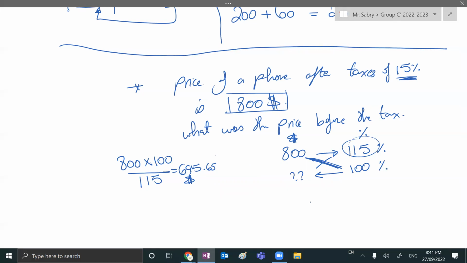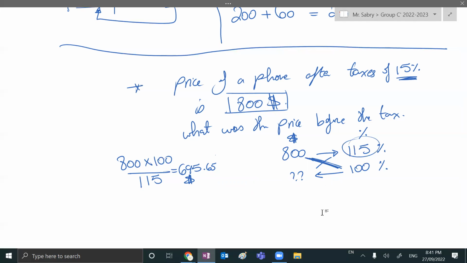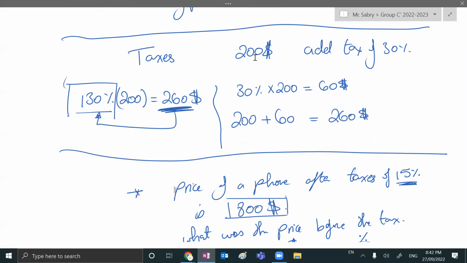Is this 100% the whole 800, or is the 800 after the taxes were added? Right? I want to know the price before the taxes. Before the taxes, it was 100%, because when I add taxes to 100 it becomes 115. So when I remove the taxes, I go back to 100. Exactly like the question here: the 200 was the price before taxes. So this is 100%. If I add 30% taxes it becomes 260, which is 130%. So what was the original price, the 100%, times 200? You got my point. Does that make sense?